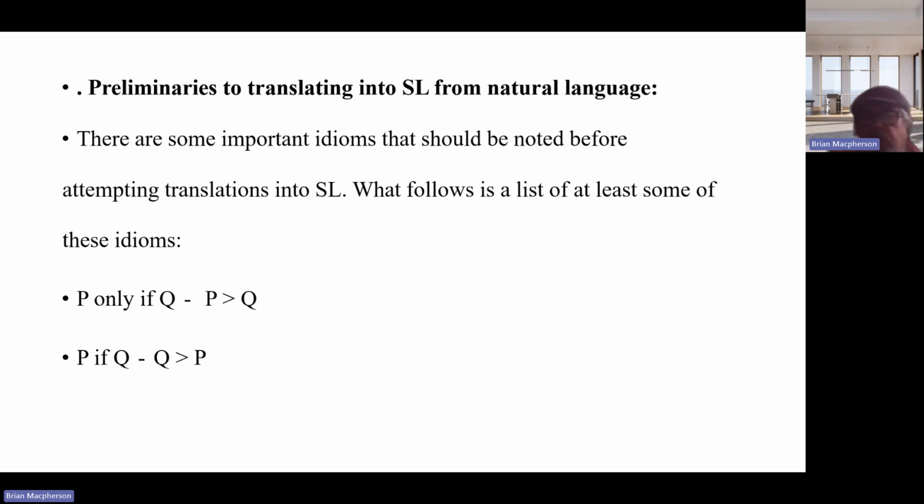And anyway, you work through all of those, and that will give you good practice translating from natural language to propositional logic. Okay. Now, before we get into the actual translation business, there are some important idioms that should be noted before attempting translations into sentential logic. If you've ever studied languages, like when I studied French, there were all kinds of idiomatic expressions, right?